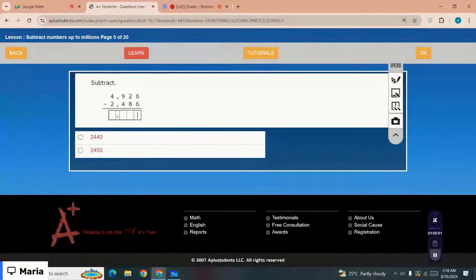Subtract 4926 take away 2486, which is the correct option? Option number one is the correct option. That is 2440. Option number one is the correct option.